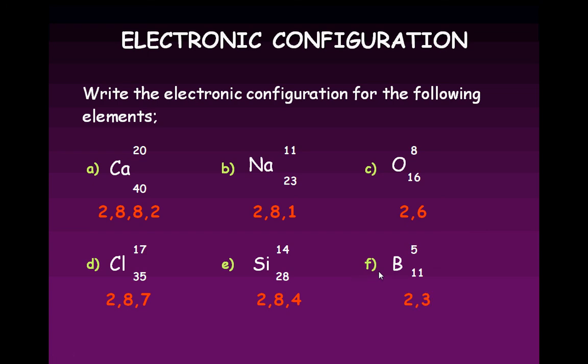And boron, atomic number 5, has 6 neutrons. 5 plus 6 makes a mass of 11 on the periodic table. And for the electrons, since there are 5 protons and 5 electrons, because it's neutral, 2 electrons go in the first orbit and the 3 go in the second.